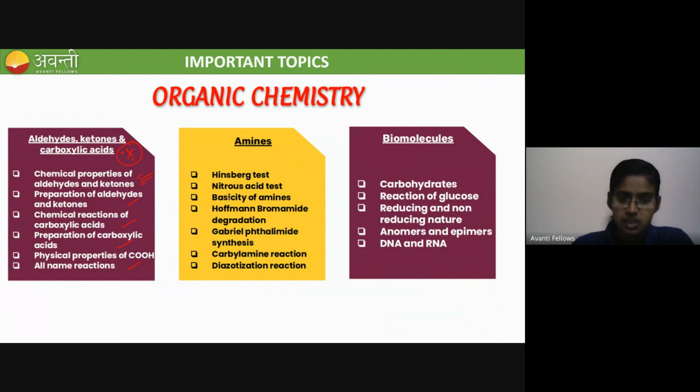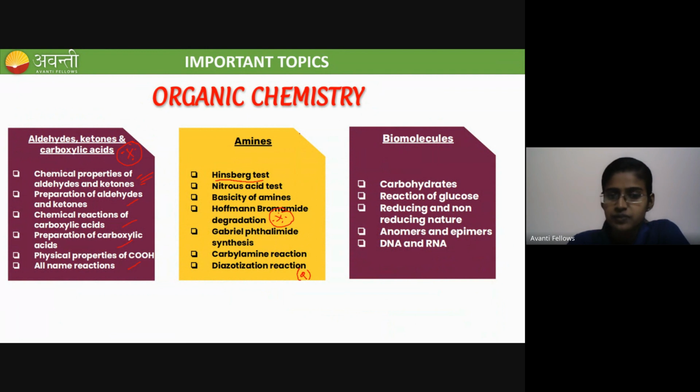In amines, give concentration to Hinsberg reagent, nitrous acid, basicity, Hoffman bromamide, Gabriel phthalimide. Those are important. Carbylamine and diazotization, only two reactions will be there for diazotization, so those two reactions are very important.